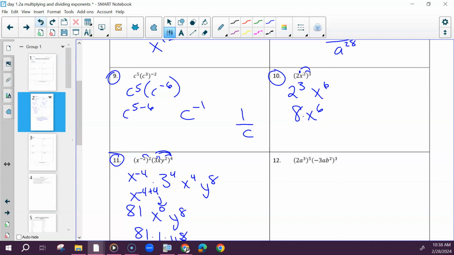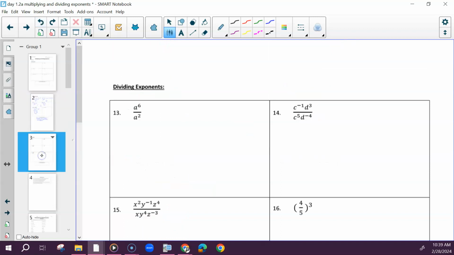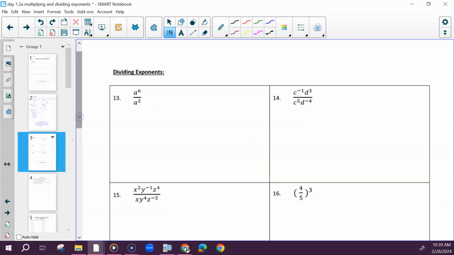Alright, go on to the next page. We're going to do one example, see if you can figure out the rule. You could probably guess what it is without us doing it, but we'll still do one expanded version. We're trying to figure out how we could do this without expanding, but we will expand for 1. So a to the 6, we would write that out 6 times. A squared, we write that out twice. And then we could get rid of anything that is the same, so 2 of them would cancel.